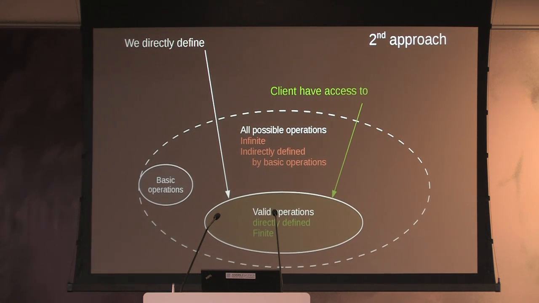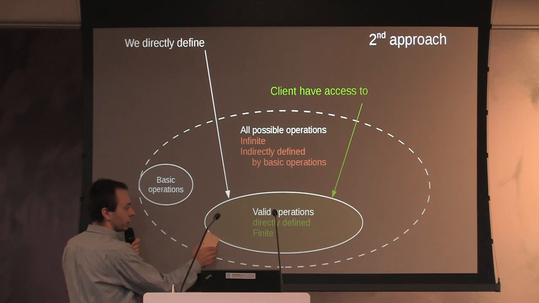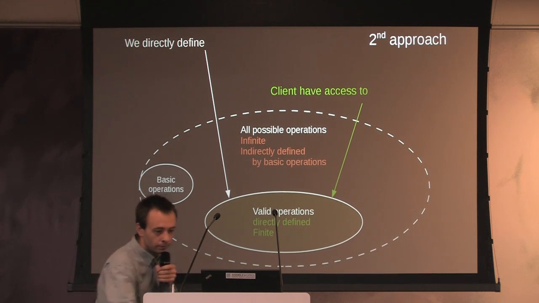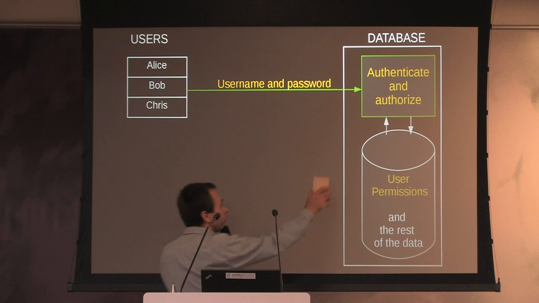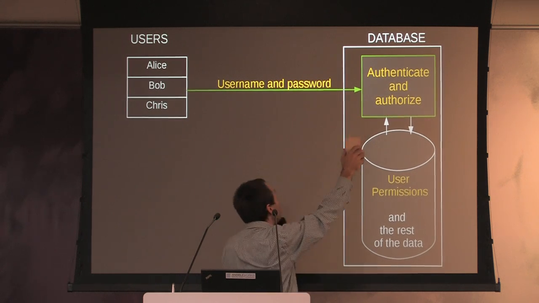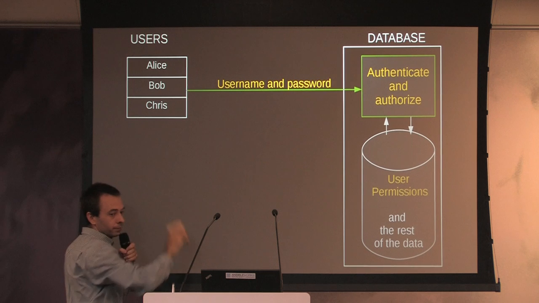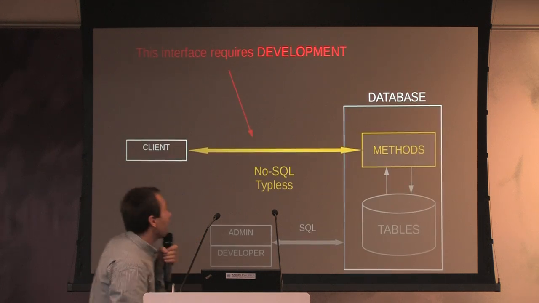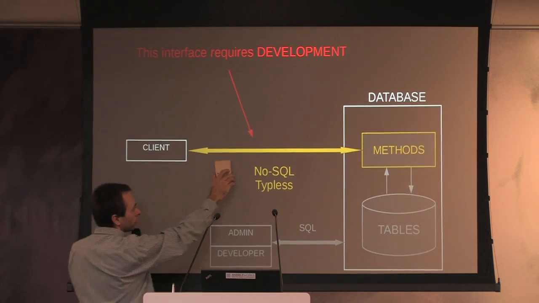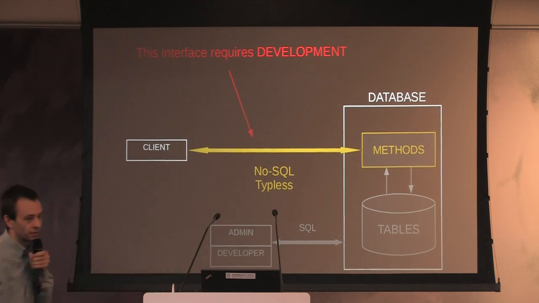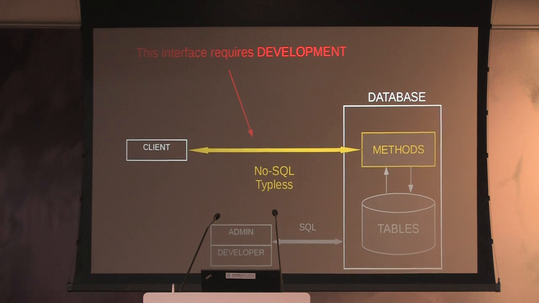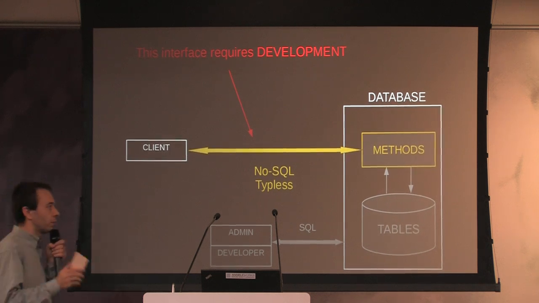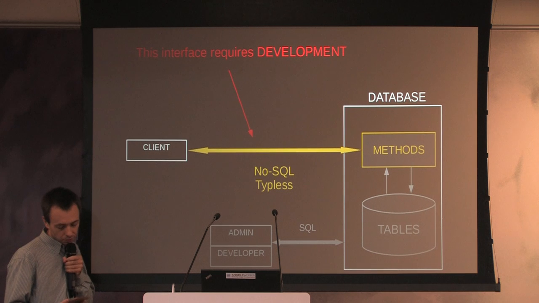Pretty simple proposal. Define all data access methods. Make them authorize and authenticate your end users. And create a special NoSQL typeless interface to access these methods. Nothing more. This is a good moment for asking questions. And after questions, we will proceed to the next part about type checking.